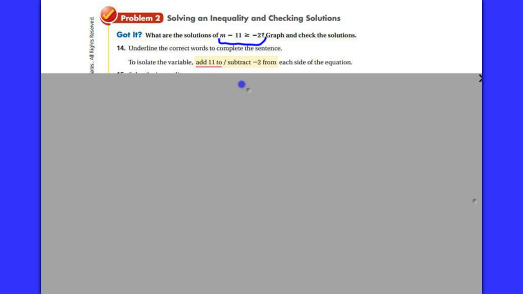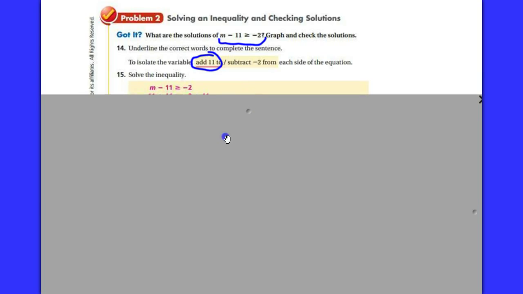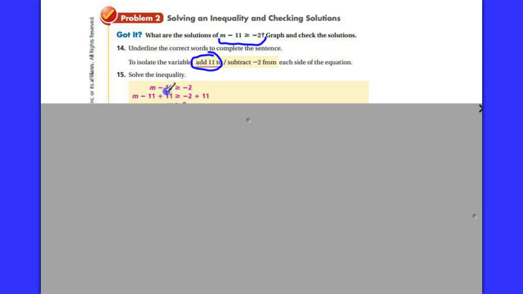Well, we would do the exact same thing that we would do if that were an equal sign. You would add 11 to both sides of the equation because you're trying to isolate that variable. So let's do that in this area right here. Okay, m minus 11, so copy down the problem. The action we're going to do is plus 11 to both sides.